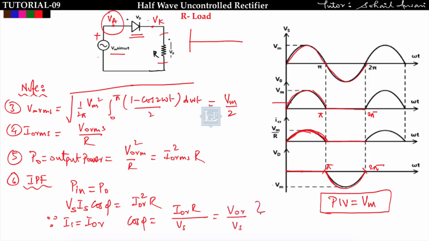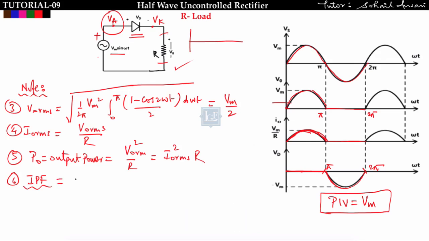So if I ask you what is the input power factor of this circuit, there is no need to remember this formula VOR upon Vs. You only have to put input power equal to output power and see whether the source current is equal to the output RMS current or not. If the source current is equal to the output RMS current, then put the source current equal to IOR and then find the power factor. Got it? So the input power factor will come out to be VOR upon Vs.